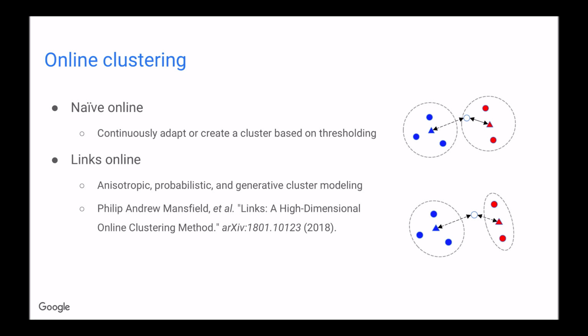We have developed two online clustering algorithms for our diarization system, the naive online clustering algorithm and the Links online clustering algorithm. The first one, naive clustering, simply applies a fixed threshold on cosine similarities. It basically considers diarization as a dynamic and continuous speaker verification problem. Links clustering is much more complicated. It's an anisotropic, probabilistic, and generative method. It was originally developed for face clustering. If you are interested in the details, you should read this paper authored by Philip.